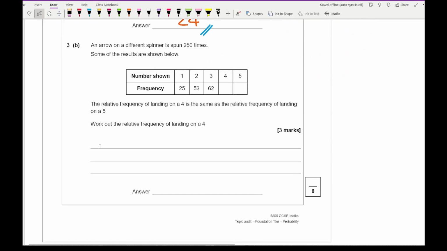Then moving on to 3b, it says an arrow on a different spinner is spun 250 times. Some of the results are shown below. The relative frequency of landing on a 4 is the same as the relative frequency of landing on a 5. Work out the relative frequency of landing on a 4. So for this, we know that the spinner is spun 250 times. If we add these three numbers up, 25 plus 53 plus 62, I get an answer of 140.